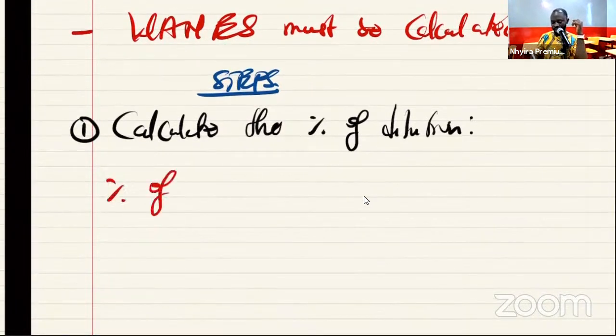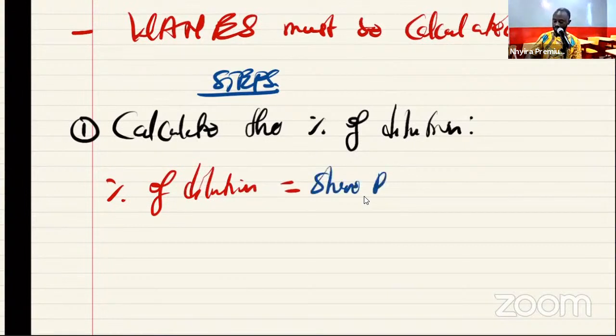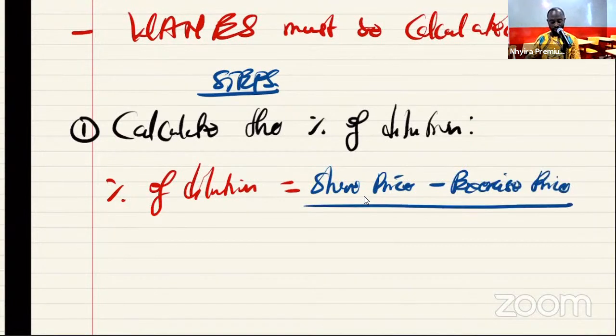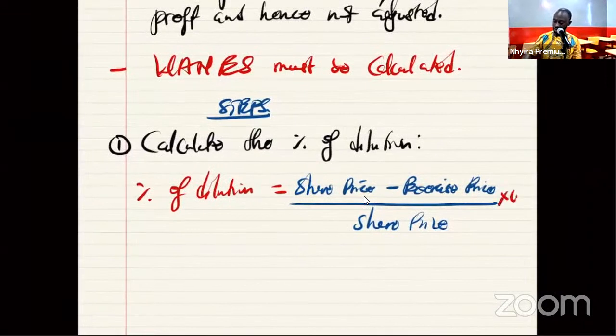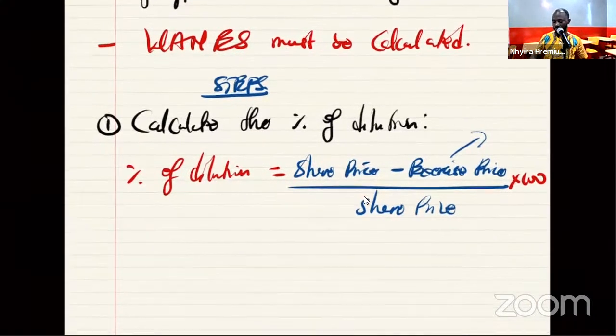So we say that the percentage of dilution equals the share price minus the exercise price, divided by the share price, times 100, because we need to multiply that by 100 and get the answer in percentage. Now, the exercise price is simply the price that they will pay to buy their shares.